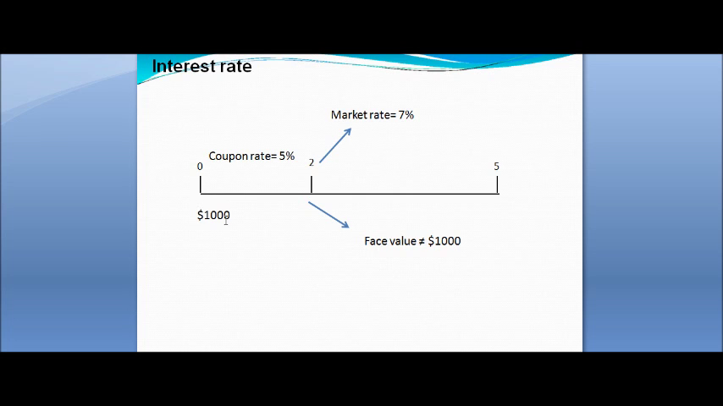For example, if you buy a bond at a price of $1,000 offering a 5% rate with a maturity of 5 years, and after 2 years the market rate goes up to 7%, you would not be able to sell your bond at a price of $1,000, because no rational investor would want to buy a bond that is offering a lower interest rate than the market rate. So you have to sell your bond at a discount price.